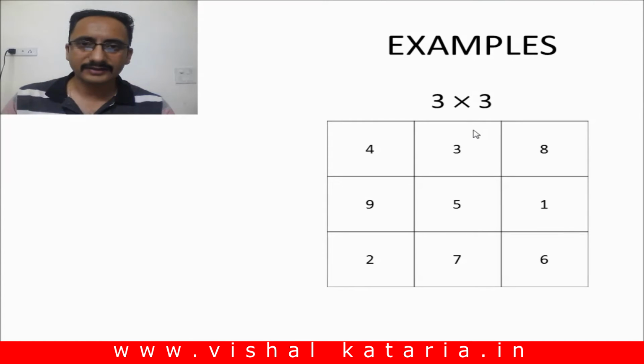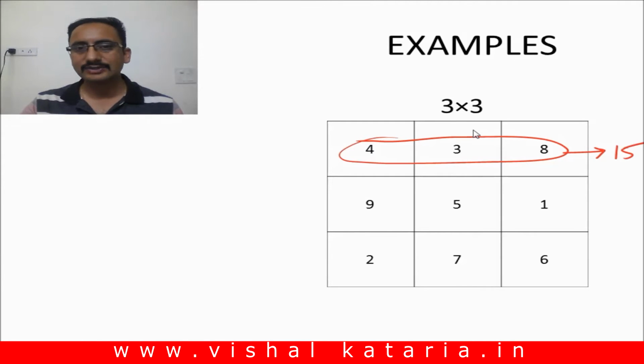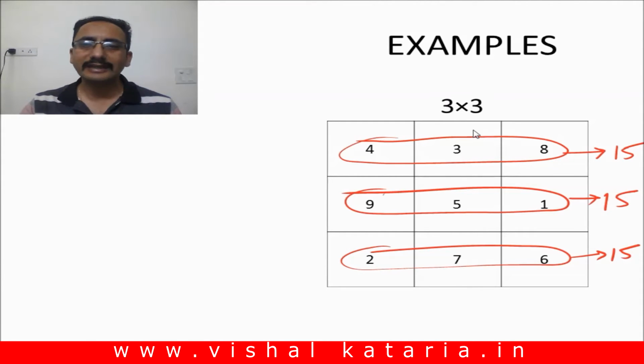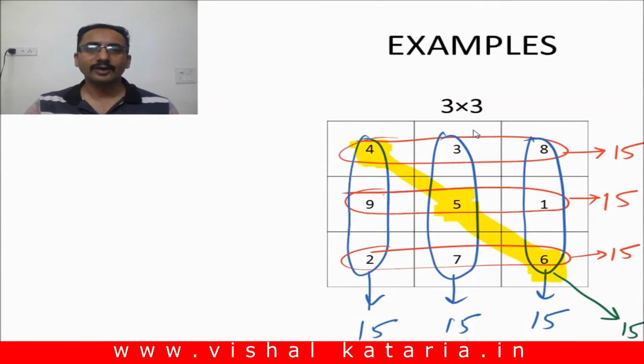15, meaning the sum of numbers in the first row is 15, and the sum of numbers in the second is also the same, and the third is also 15. The same will be the sum of numbers in the different columns, which is 15, and the diagonals will also give me the same sum, which is 15, the first diagonal and the second diagonal as well.